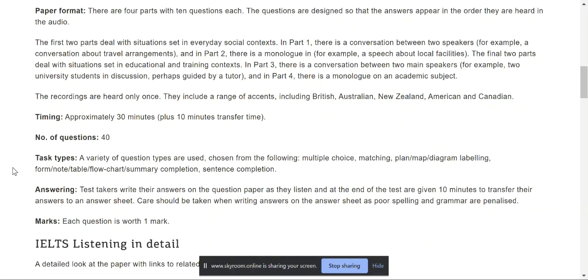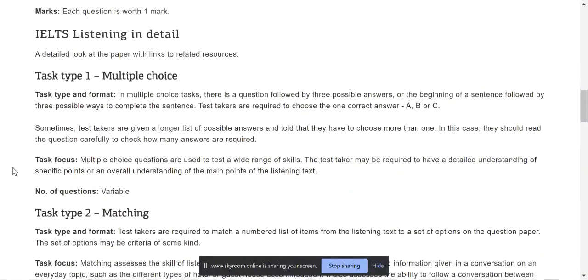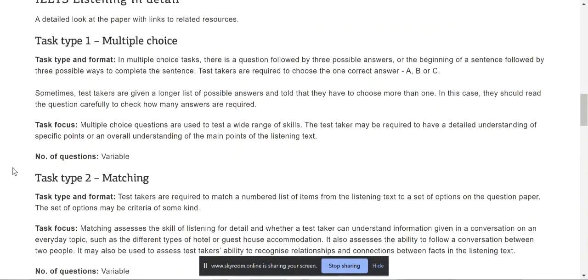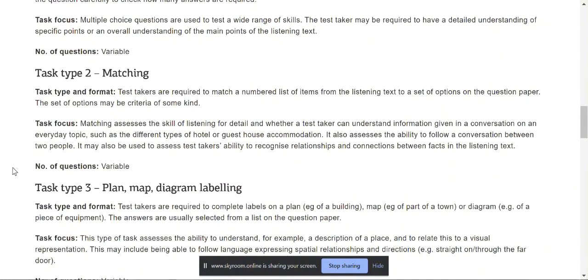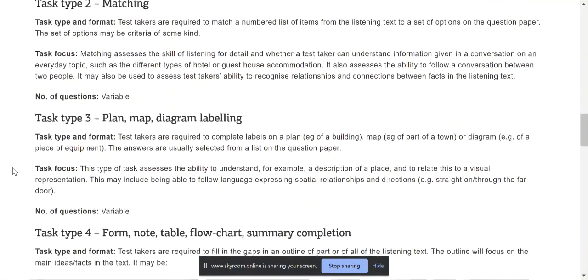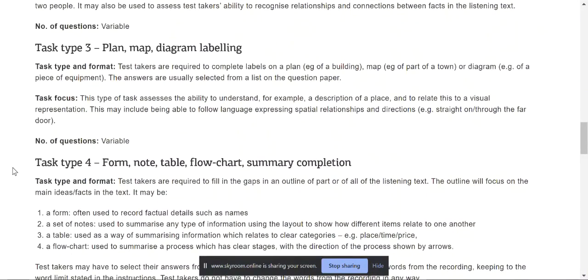Speaking between persons starts from the second section. It means from the second section you will have a conversation between at least two persons, and in the last section you will just have a monologue from one person. You have some multiple choice questions and matching, different types of questions. Plan, map, diagram labeling. It's something really trivial and easy. Form, note, table, flowchart, summary completion.